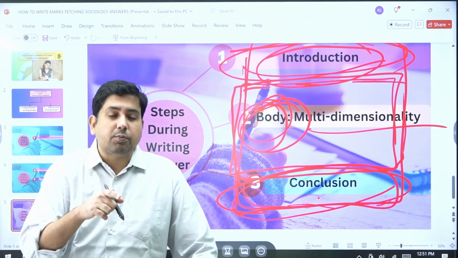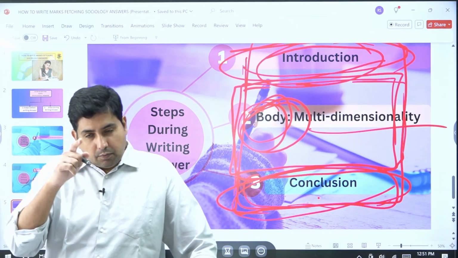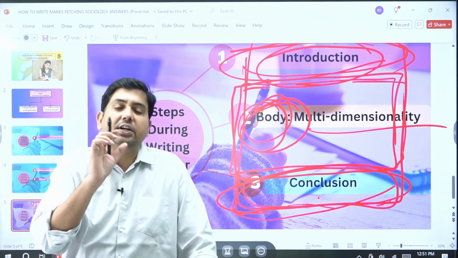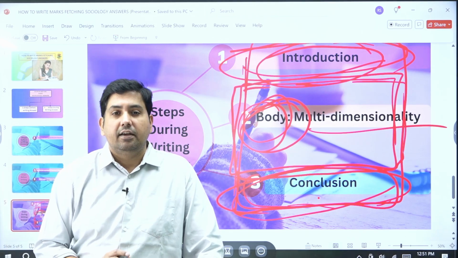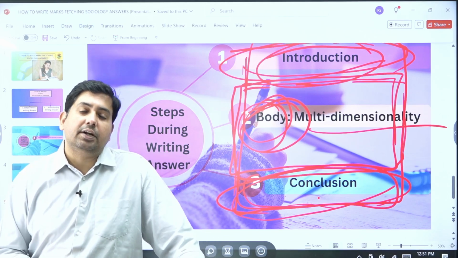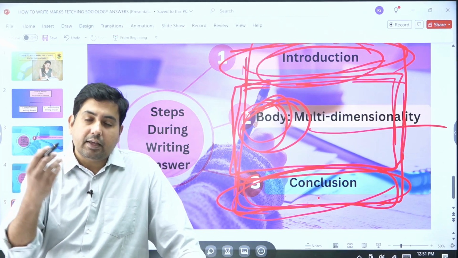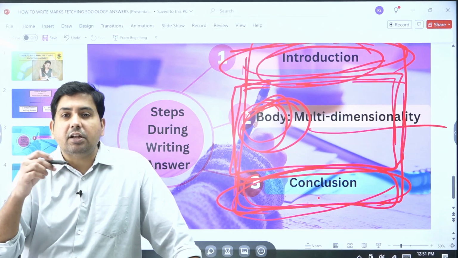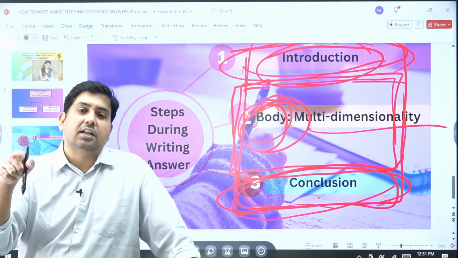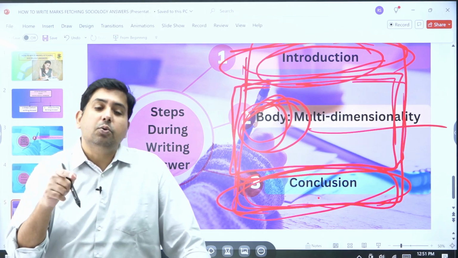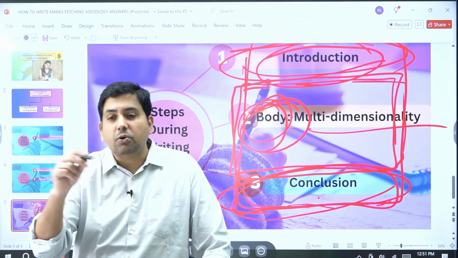So it is your responsibility to make it interesting. How will you do that? For example, if you are writing about Karl Marx or Emile Durkheim, the examiner may have an answer set. Key terminologies would be there in that answer set, the model answer I'm talking about. So he would search for those things in your answer.